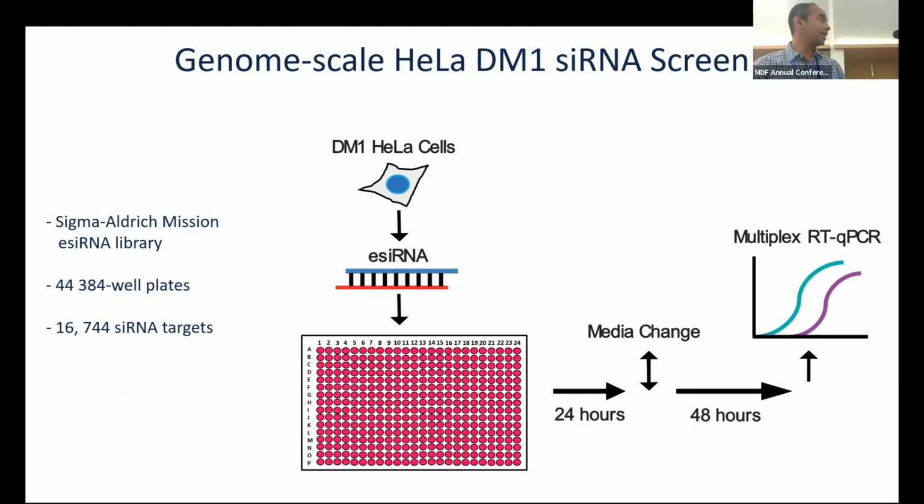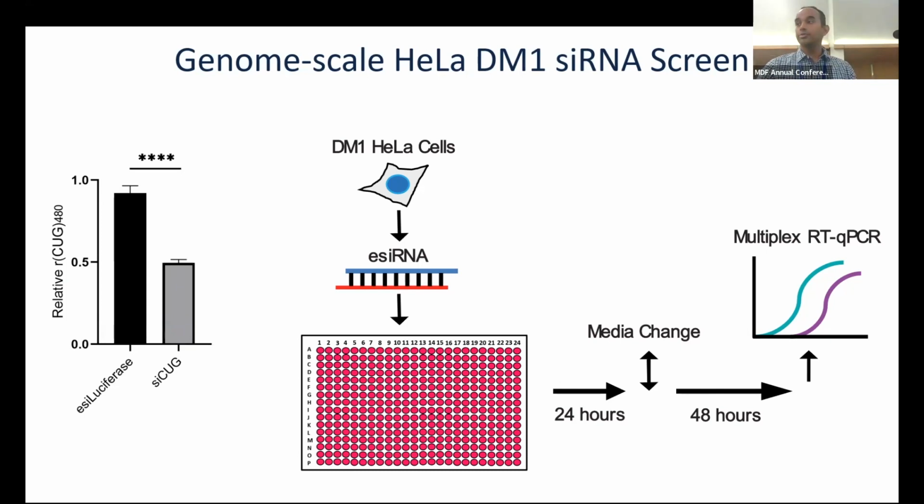Following about 72 hours of culture, where each well contains a single siRNA, multiplex RT-qPCR is performed, and then we measure the effects on the toxic CUG RNA levels relative to the control. As a positive control throughout the screen, we used an siCUG to ensure that we were getting knockdown throughout the screen. Following completion of the screen, we can see that we have a robust approximately 50% reduction of CUG levels. And again, this is relative to the CUG zero control.